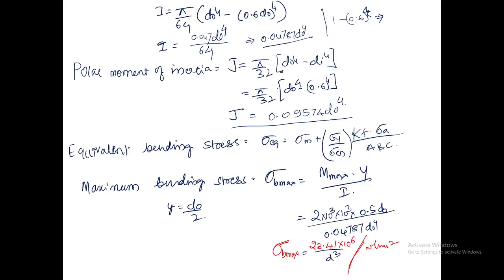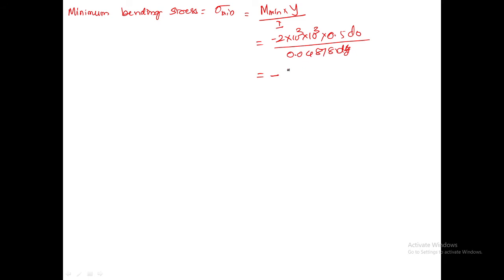Minimum bending stress, sigma minimum, equals M minimum into y divided by I. So M minimum is minus 2 into 10 to the power of 3 into 10 to the power of 3 into 0.5 d naught, divided by 0.04878 d to the power of 4. You will get minus 23.41 into 10 to the power of 6 divided by d cube. Now we calculate the value of amplitude stress and the value of mean stress.